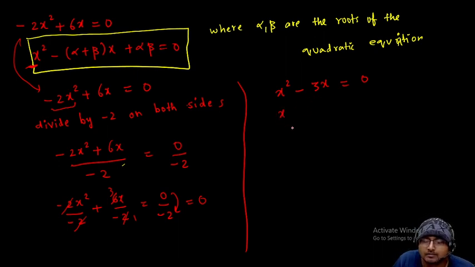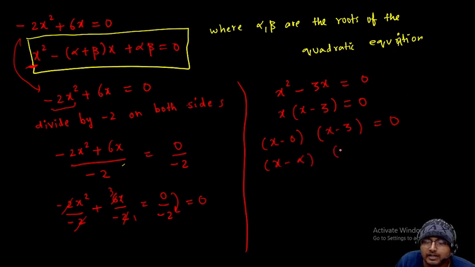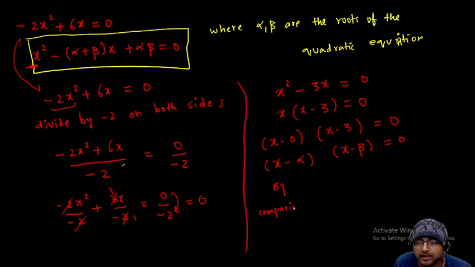Now you tell me, if it is like this, can't you take x as common? If you take x common, what will you get? X into x minus 3 equals 0. So it is in the form of x minus 0 into x minus 3 equals 0, that is x minus alpha into x minus beta equals 0. By comparing, what will you get? Alpha equals 0 and beta equals 3.